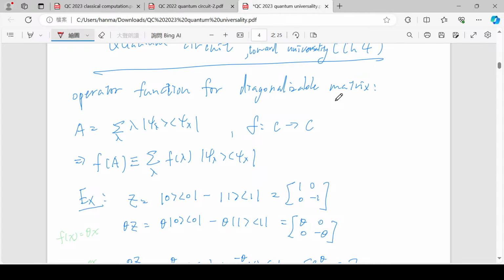So assume our matrix A can be diagonalized like this: the summation of lambda times psi lambda, psi lambda. So psi lambda is the eigenvector and lambda is the eigenvalue. And we have some function, maybe not even a continuous function.